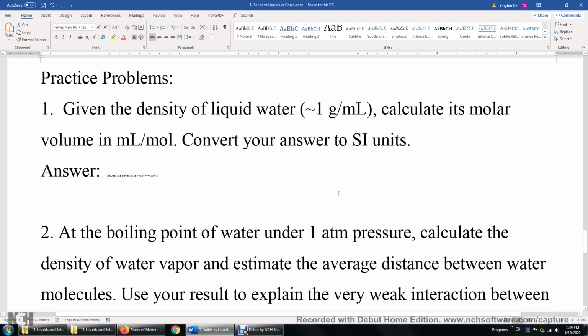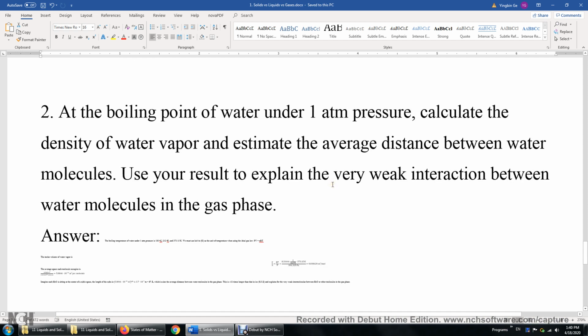Now I will let you work on two practice problems. The first one is easier. Given the density of liquid water, calculate its molar volume and then convert it to the SI unit. The second one is more difficult. At the boiling point of water under 1 atm pressure, calculate the density of water vapor and estimate the average distance between water molecules. How do we do this?